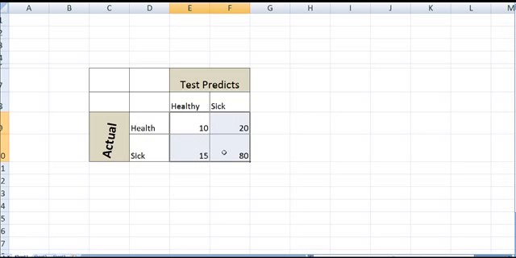115, is that right? Yeah, 115. Okay, so 30 out of 115 were wrong, and the rest were correct. Okay, now this is the same, you could do the same thing with a neural network.